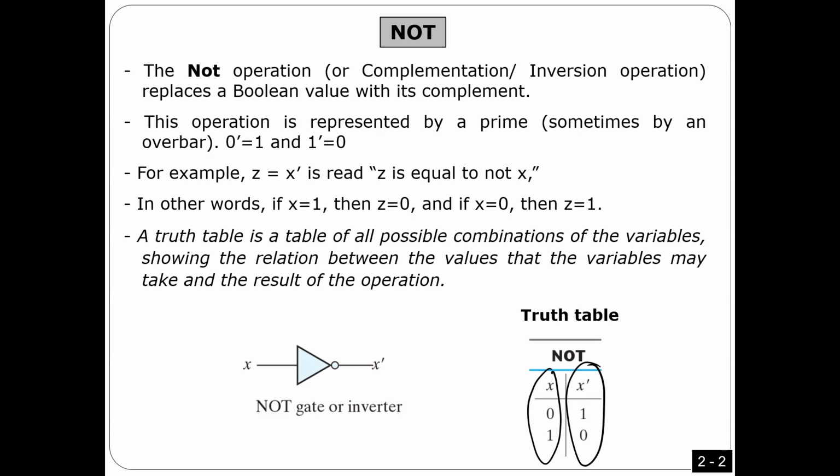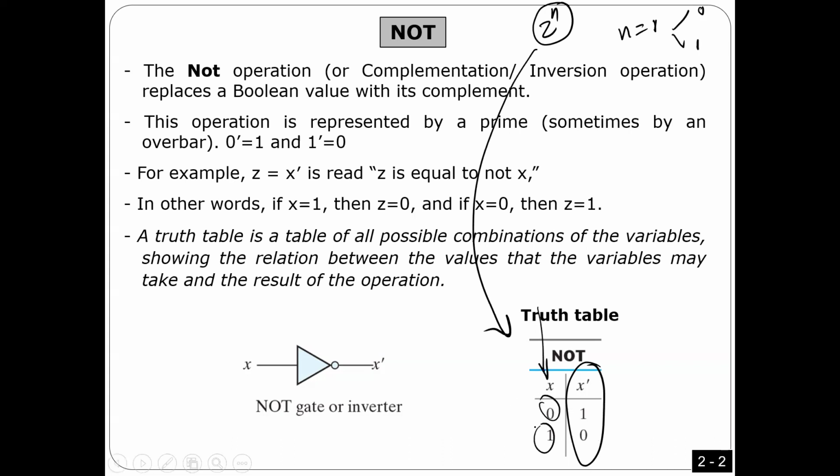There is a relation between the number of variables and how many possible cases you have. The relation is 2 to the power of n. In this case, it is very simple because we have only one variable. That means we should have two cases, either 0 or 1. So this input x can have 0 or 1. This is only two cases.